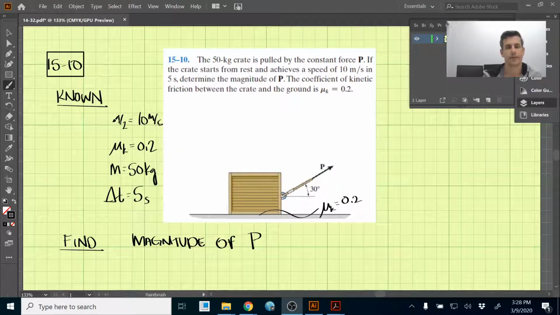All right, so this is 15-10 here, and we have a 50 kilogram crate, and there's a force on it, P here at 30 degrees. We're given that the coefficient of kinetic friction is 0.2 between the crate and the ground, and we know it achieves a speed of 10 meters per second after 5 seconds here. So we're supposed to determine the magnitude of P.